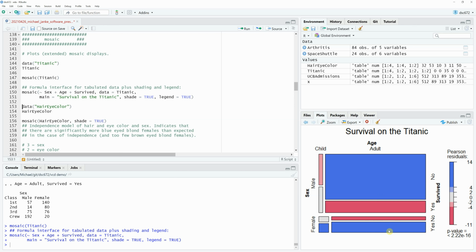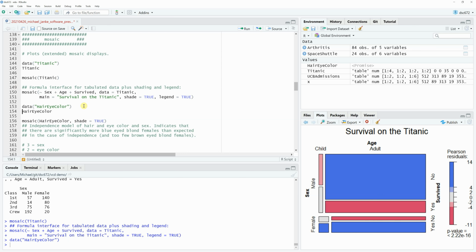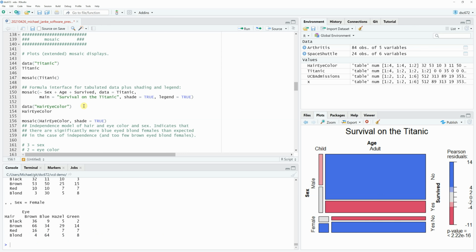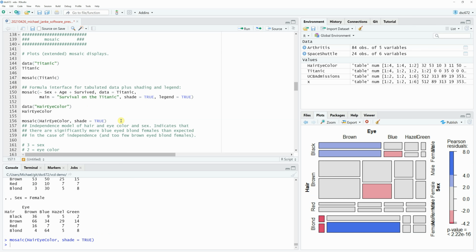Perhaps it's chivalry. If we look at another example, the hair and eye color data set, again a reminder of male versus female, what we're looking at there. We do hair eye color with shading. Higher than expected, I guess. So if we see female and male here, they're both higher than expected, so I would read that to be independent of gender.